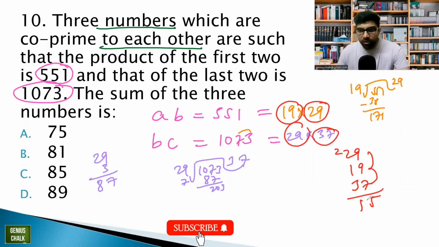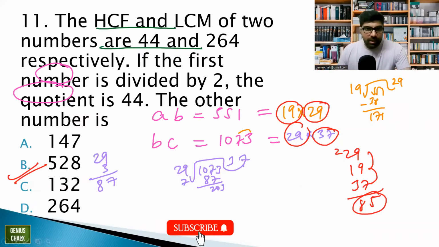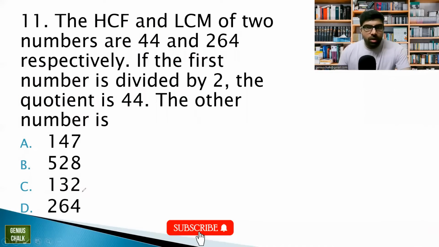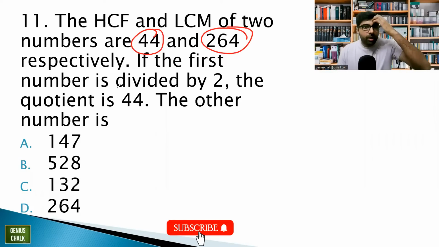4, 5, and 3, 8. So 85 has to be the right answer of this question. Okay. Next one, HCF and LCM of two numbers are 44 and 264. If the first number is divided by 2, the quotient is 44. The other number is what?